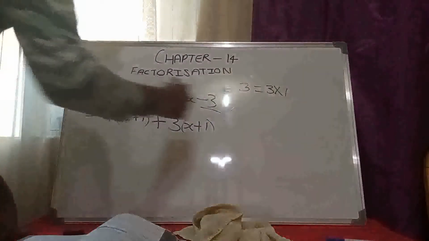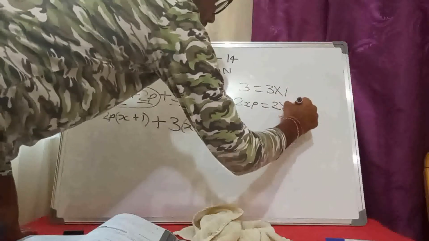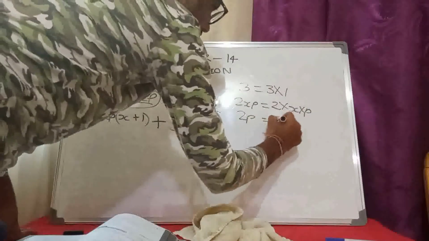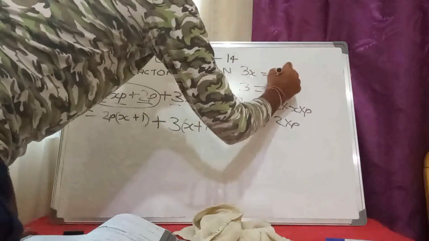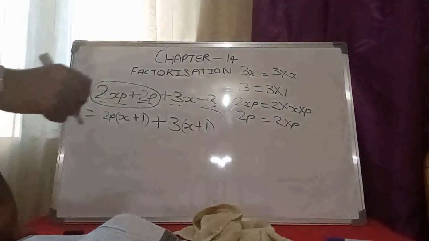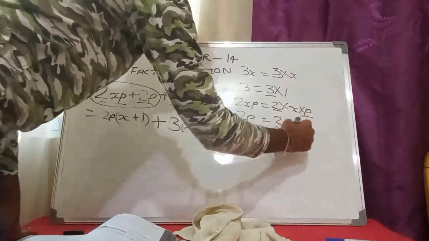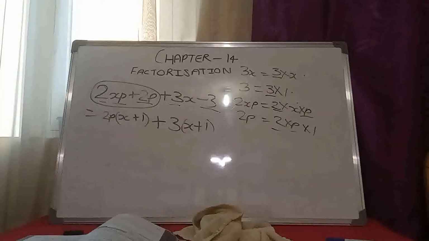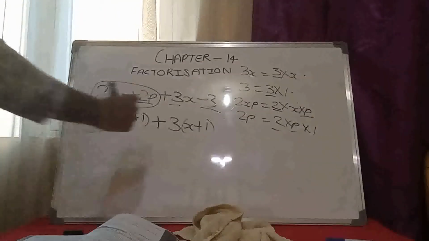So if we have to write it, it will be 2px equals 2 into p into x. Then if we write 2p equals 2 into p, then if we write 3x equals 3 into x. We have learned this. We have to write it like this. Then we can find common factors here. Then this and this will be common factors. So here is x and 1, and here also there will be x and 1, you can write. So this is how we do it. But as we already know the common factors, we just take them out.